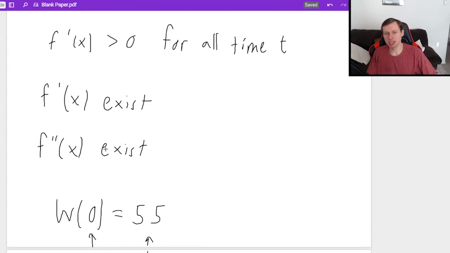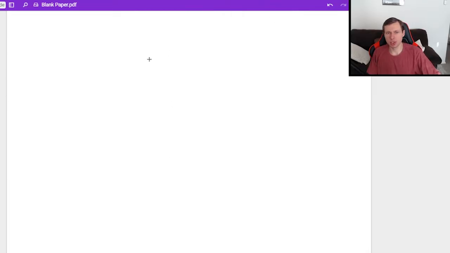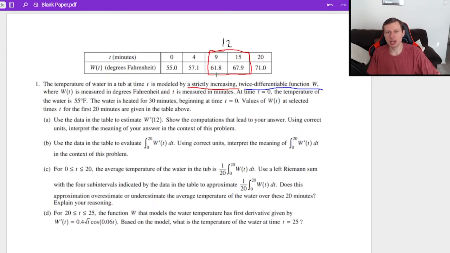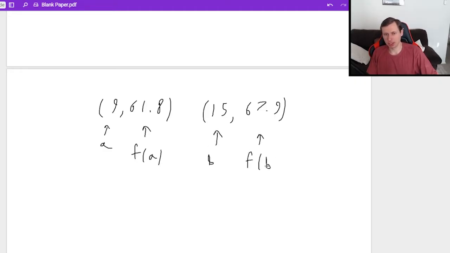So what I'm basically saying is you want to find the rate of change between those 2 points. It's 9 and 61.8 and 15 and 67.9. So it will look something like this if I were to write these points in coordinate form. And I know that this is my A, and this is f of A, and this is my B, and that's my f of B. If you don't like that notation, you can say x1, y1, x2, y2, and you'll get the same answer.